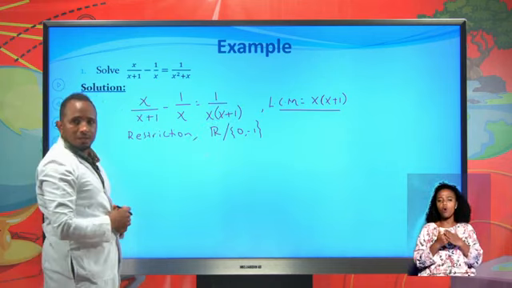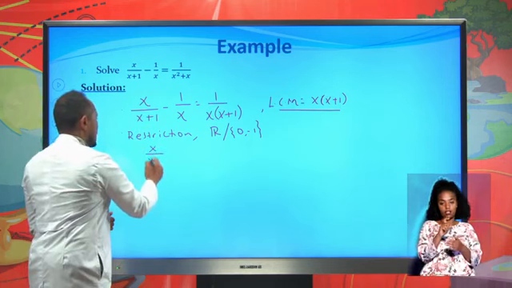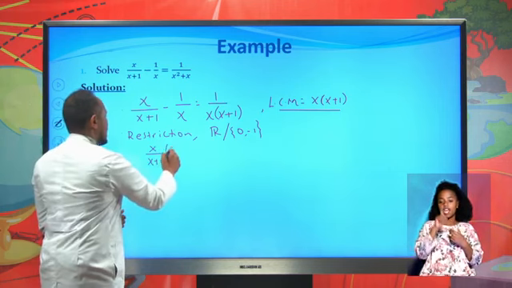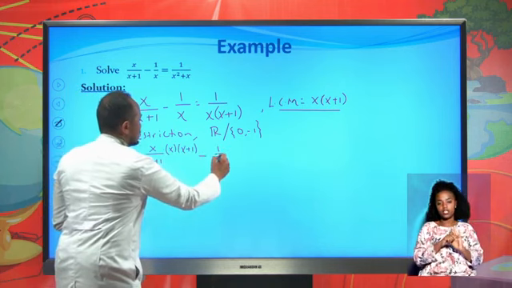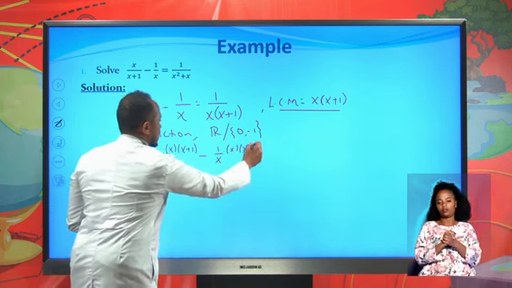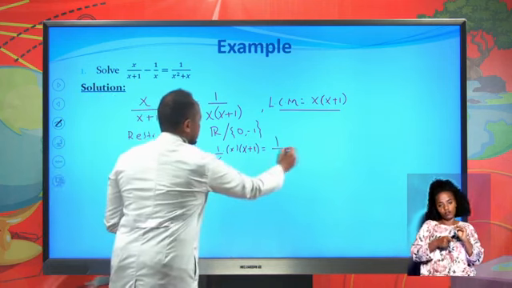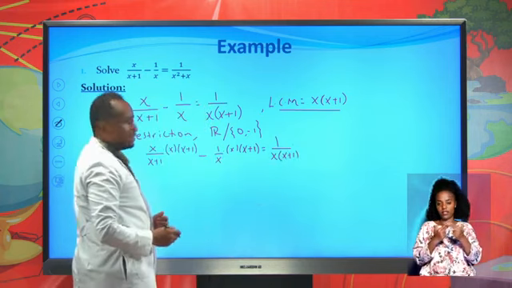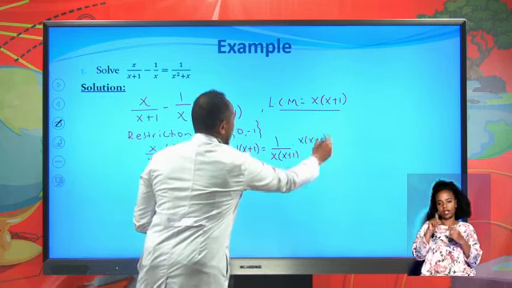Multiplying the whole expression by x times x plus 1. So here x over x plus 1 is multiplied by x times x plus 1, minus 1 over x is also multiplied by x times x plus 1. This must be equal to 1 over x into x plus 1, also multiplied by x times x plus 1.